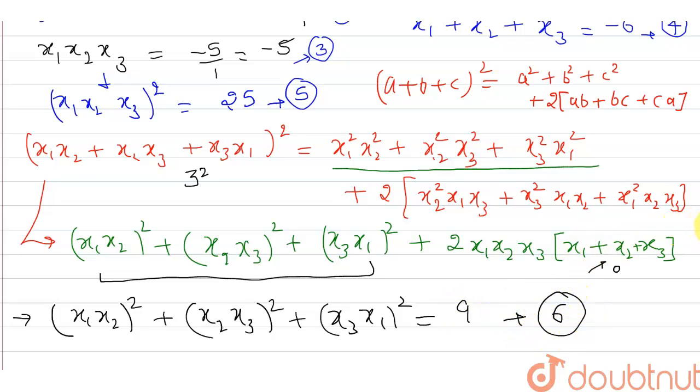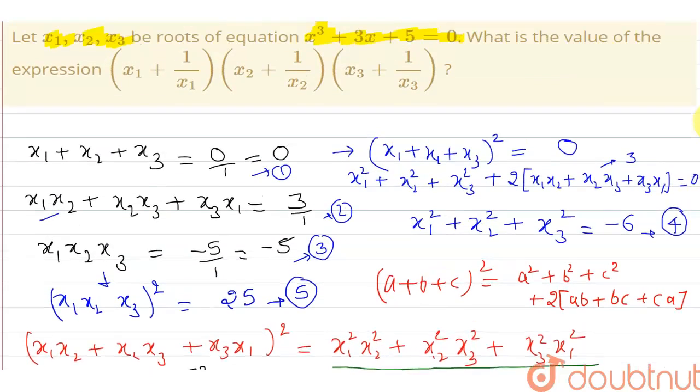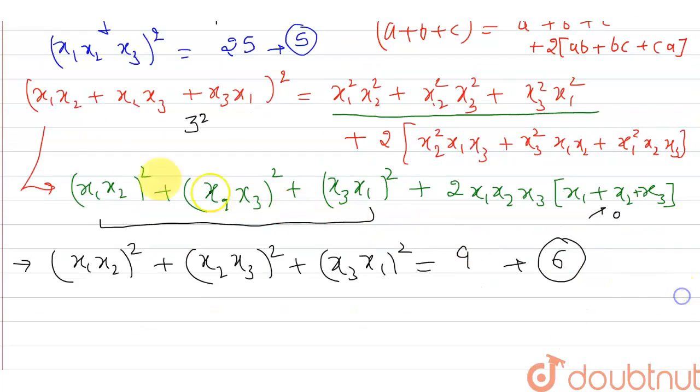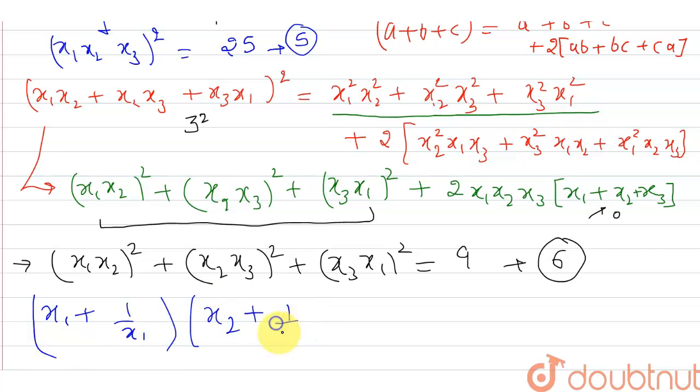Okay, so I got 6 relations. Now I can expand this and find this value. So let me do that now. So our expression is x1 plus 1 by x1 into x2 plus 1 by x2, sorry, this is in product. These terms are in product, x3 plus 1 by x3.